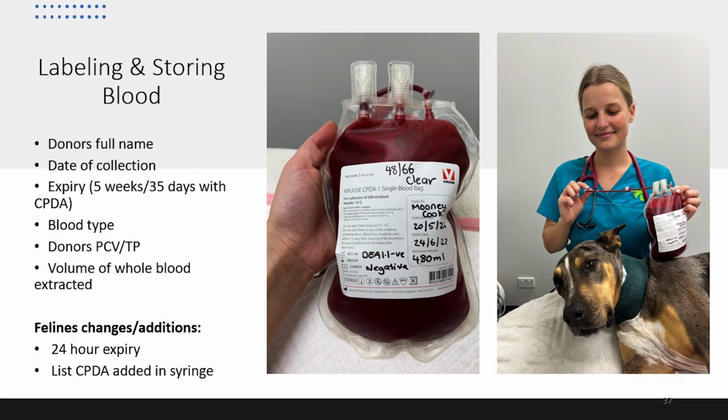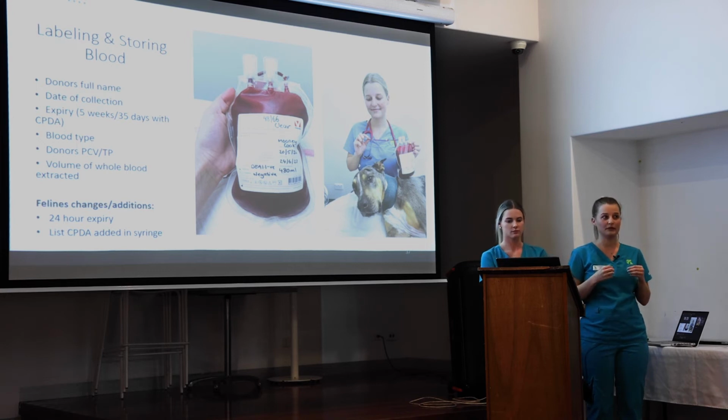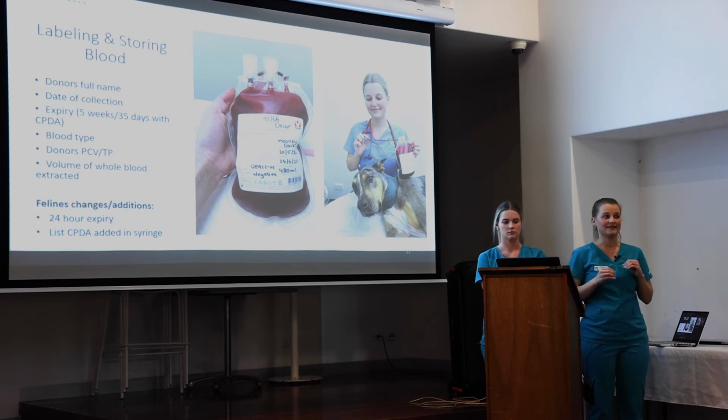For felines, you want to have a sticker with the same information placed on every syringe of blood that you draw blood into. The exception for this is that the expiry date will be 24 hours, and you want to write down the amount of CPDA that's in that syringe as well.